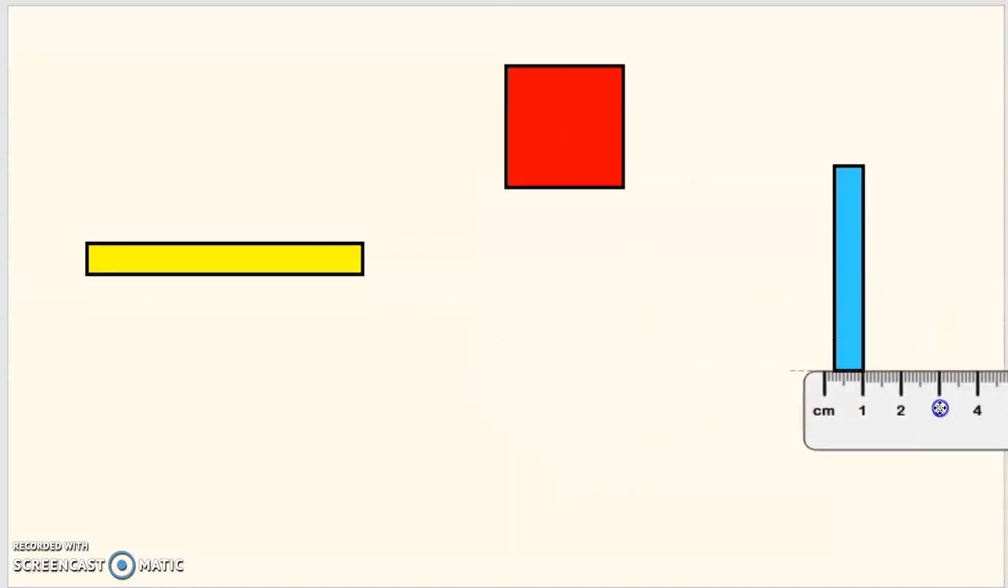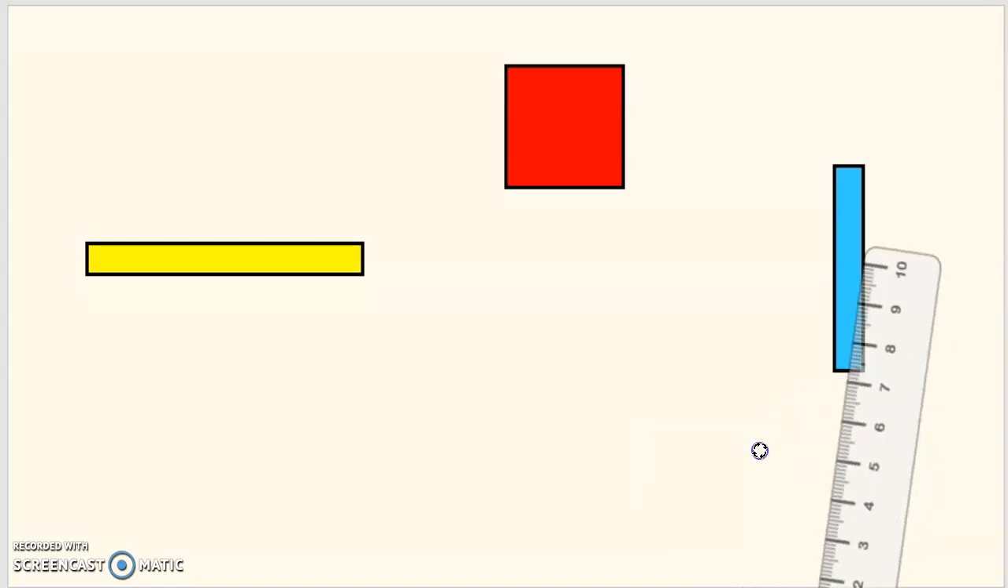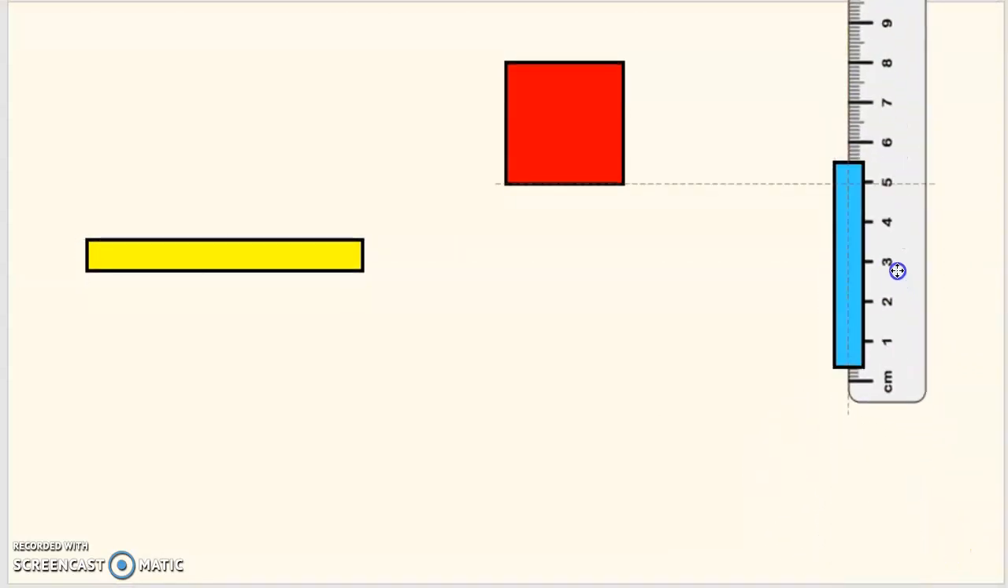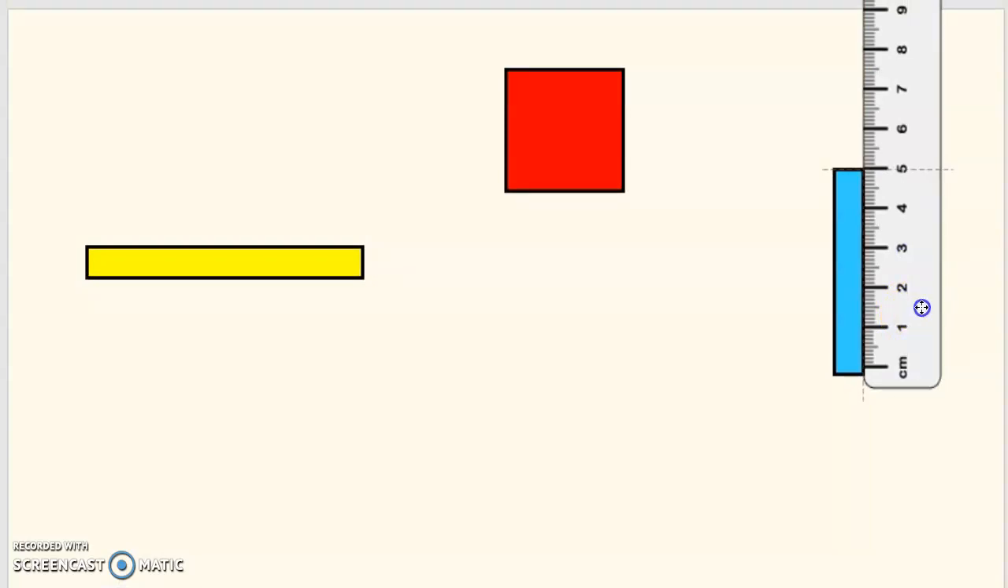Now here I have another rectangle, but it is pointing the other way. So I'm going to measure the height. So I'm going to turn my ruler around like that. And then I'm going to start from 0 again, right from the bottom. So I'm going to line it up. There you go. And I have, are you ready? 1, 2, 3, 4, 5 centimetres.